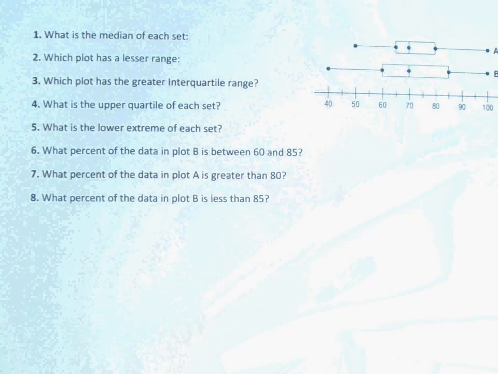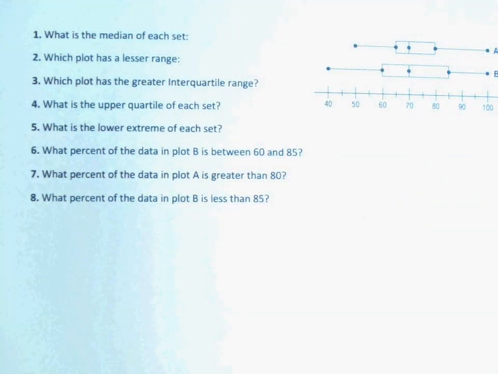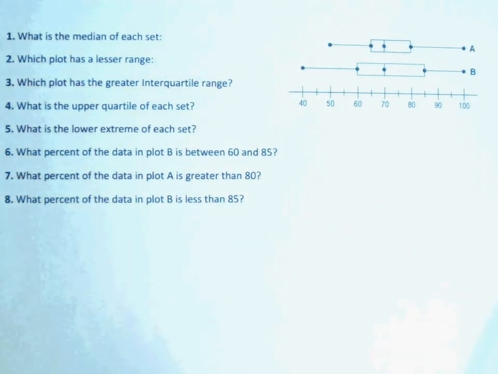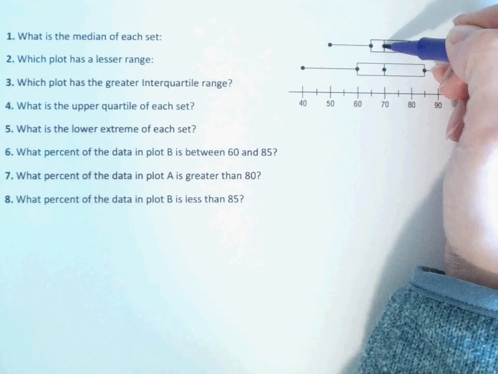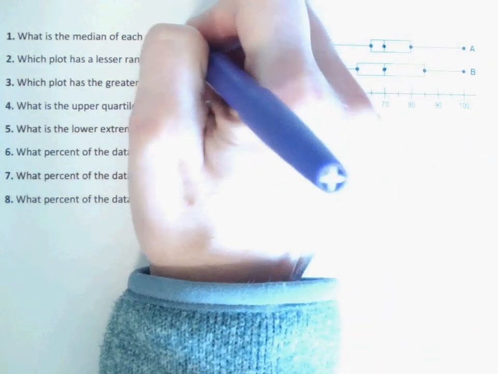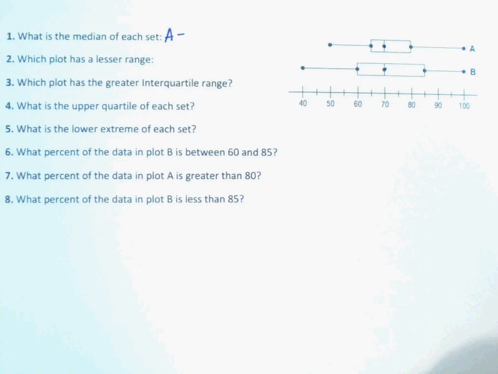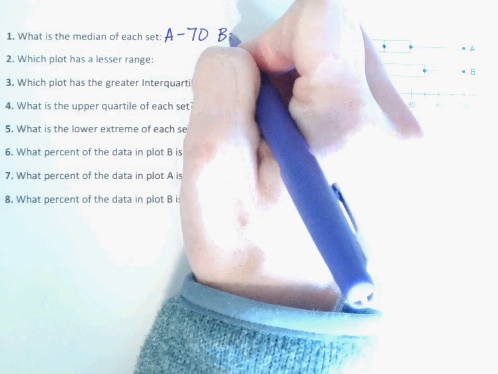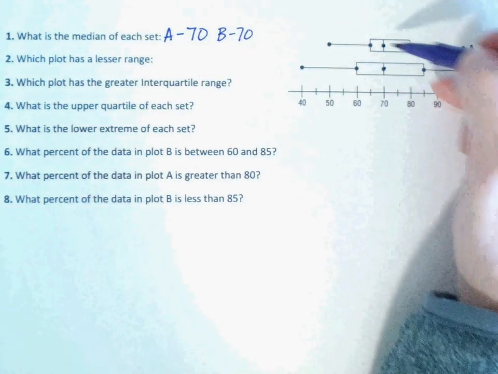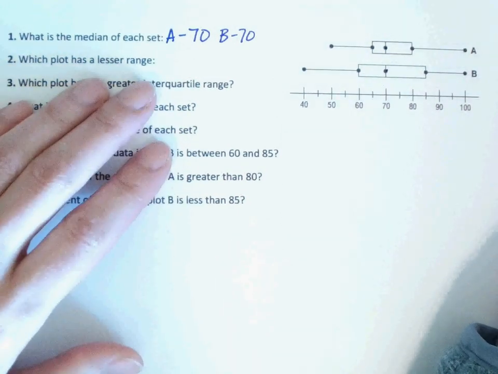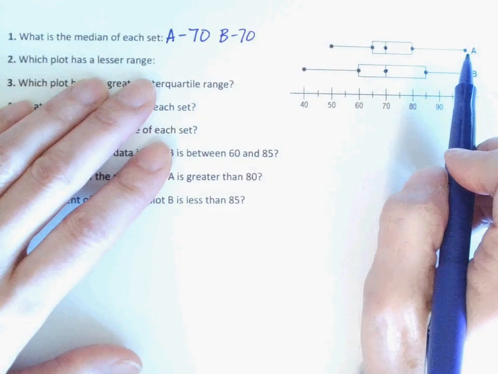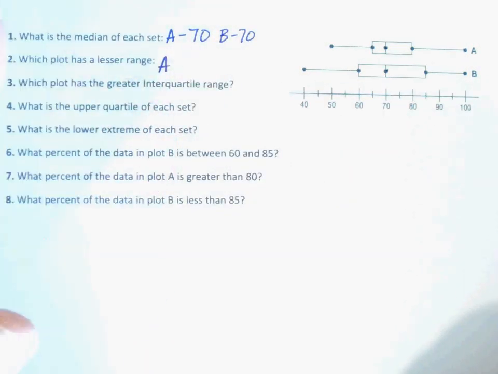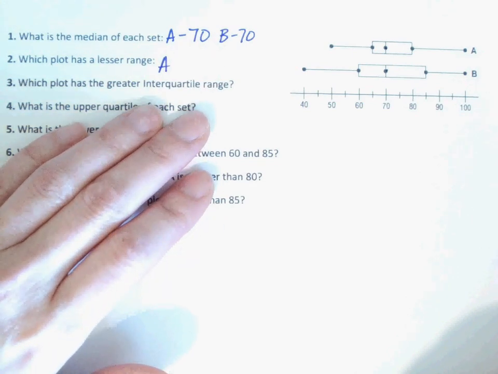Here we go. They pertain to these two box plots, which is going to be probably a little bit more of what you see on your Google form. So what is the median of each data set? So we're going to find A and B. So for A, it is 70, and for B, it's the same thing. Okay, median is right in the middle. Which plot has a lesser range? So it's going to be A. A has a lesser range because my box plot is not as spread out. It's a little more condensed.